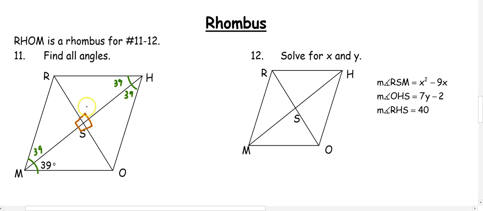To find the missing angles, we know that the angles by R and O have to be congruent to each other. So if we take one of these triangles, we know that the measure in a triangle is 180 degrees. So we can do 180 minus 90 minus 39, and we get 51 degrees. So all of the remaining angles are 51 degrees.